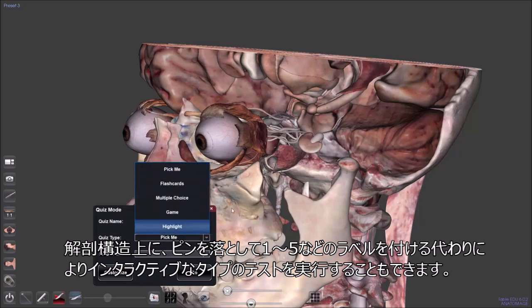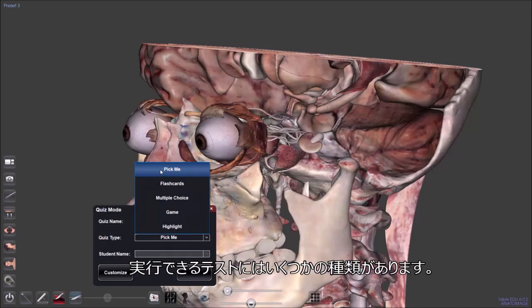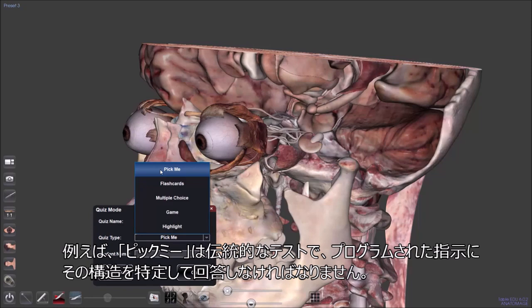We have several different types of tests we can do using the table, where we simply define which structures we want to have included in the test, and then pick a module for how we want the test to be executed. So for example, Pick Me is our traditional test where a student is prompted with a question, let's say, find the superior oblique of the eye, and then they have to go and identify that structure and hit submit.